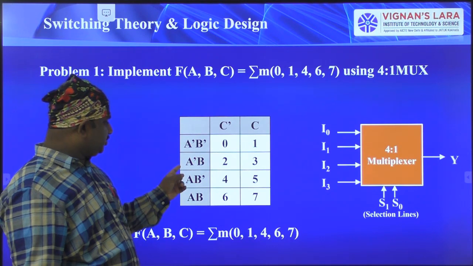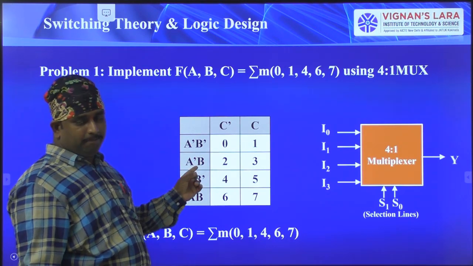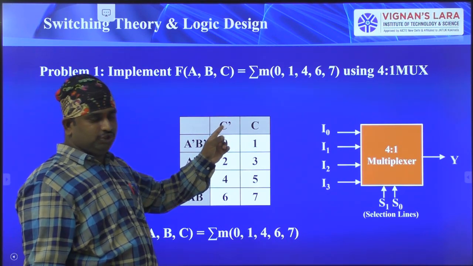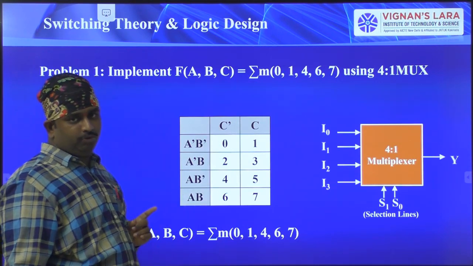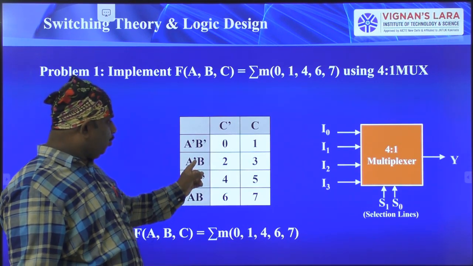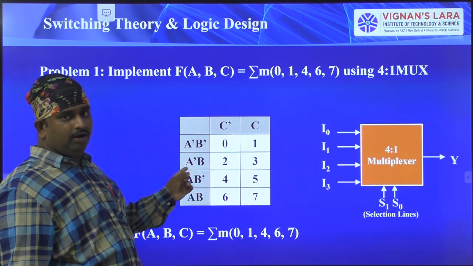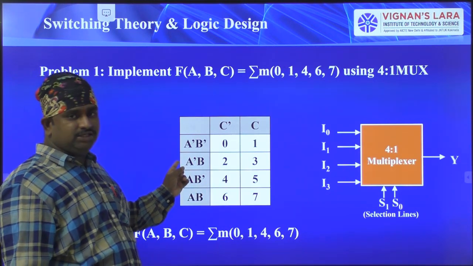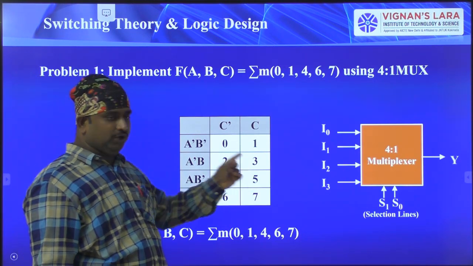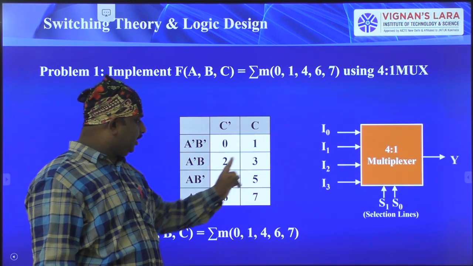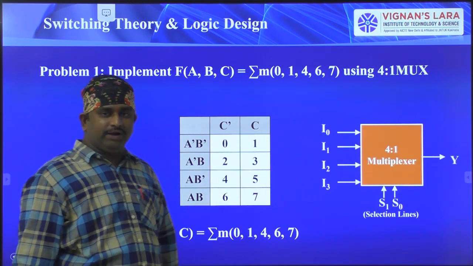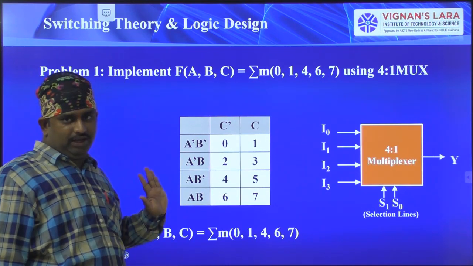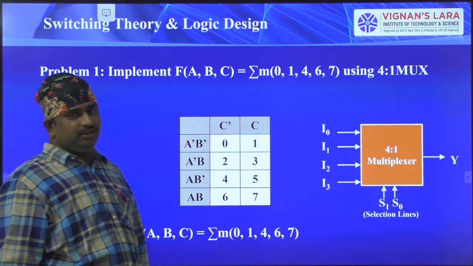Next, A bar, B, C bar is 0, 1, 0, that is equal to minterm 2. Then A bar, B, C is 0, 1, 1, that is equal to 3, M3. So 0, 1, 2, 3, 4, 5, 6, 7. I have written the minterms in this way.